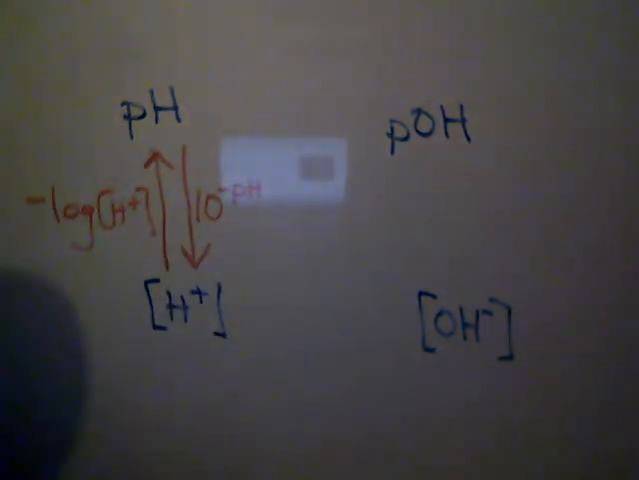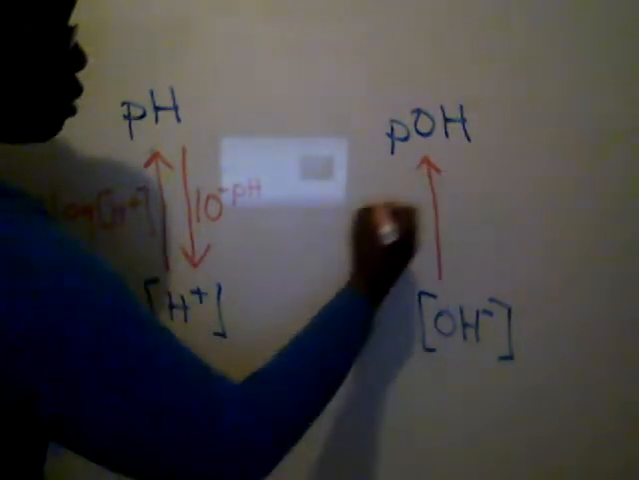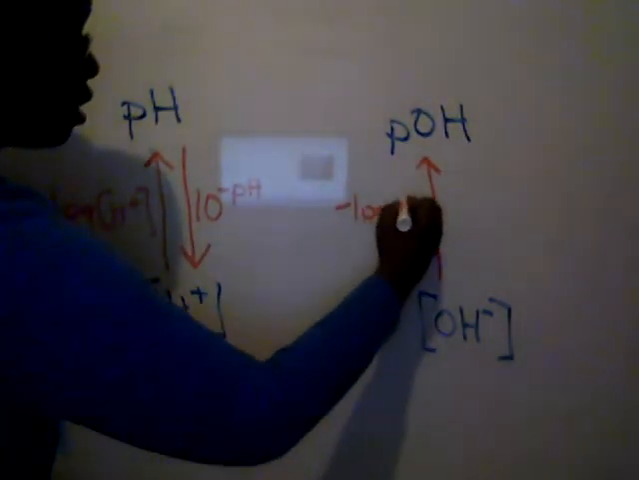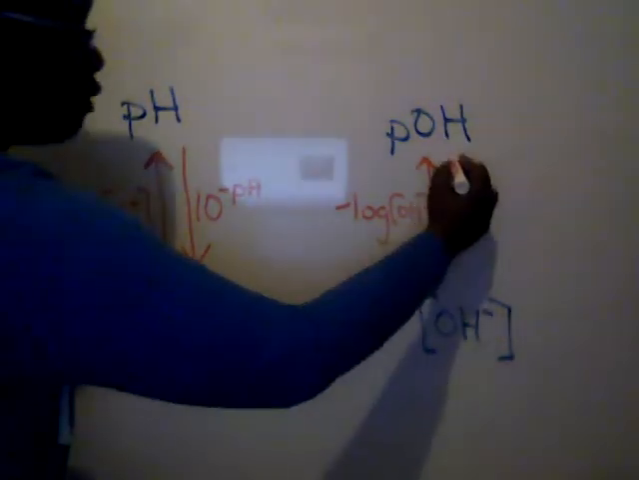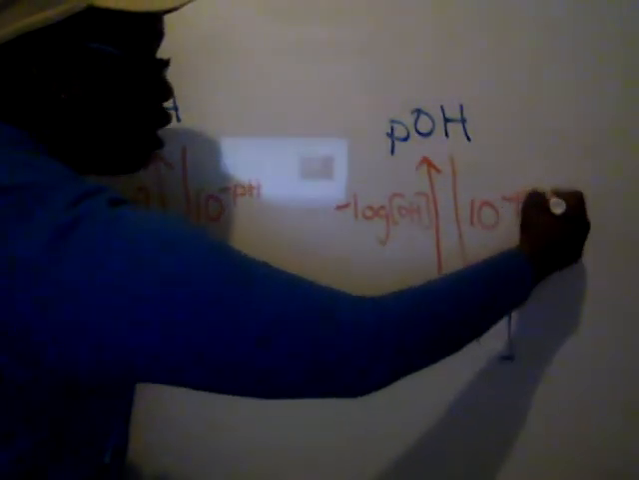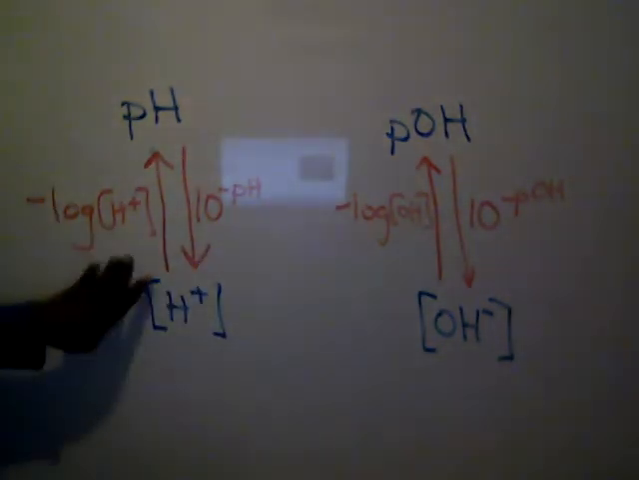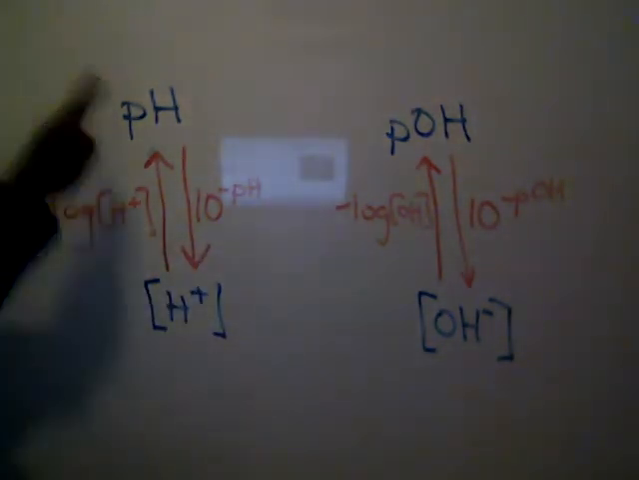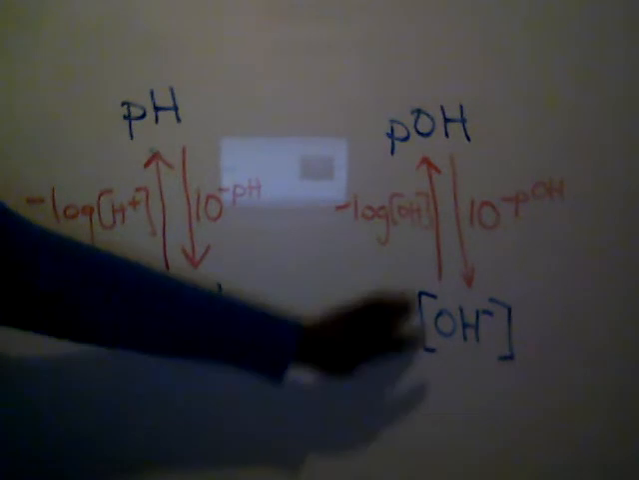Okay? Likewise, if we have the amount of hydroxides and we want to go to just the pOH, we do negative log of the hydroxides. If we want to go from pOH back to the amount of hydroxides that it came from, we do 10 to the negative pOH. So you notice these two equations are very similar. This one deals with hydrogens, going from hydrogen to pH. This one deals with hydroxides, if we're going from OHs to pOHs.